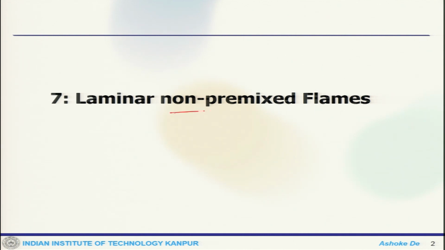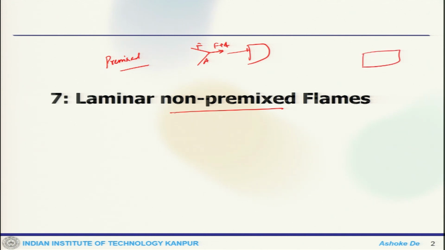Now, when you say non-premixed, it clearly makes a difference between your premix system and non-premix system. What happens in your premix system? The fuel and air are mixed and then pushed to the combustion chamber, and in a non-premix system, if this is your combustion chamber, fuel and air are injected separately, and the mixing takes place due to molecular diffusion inside the chamber before the ignition takes place.